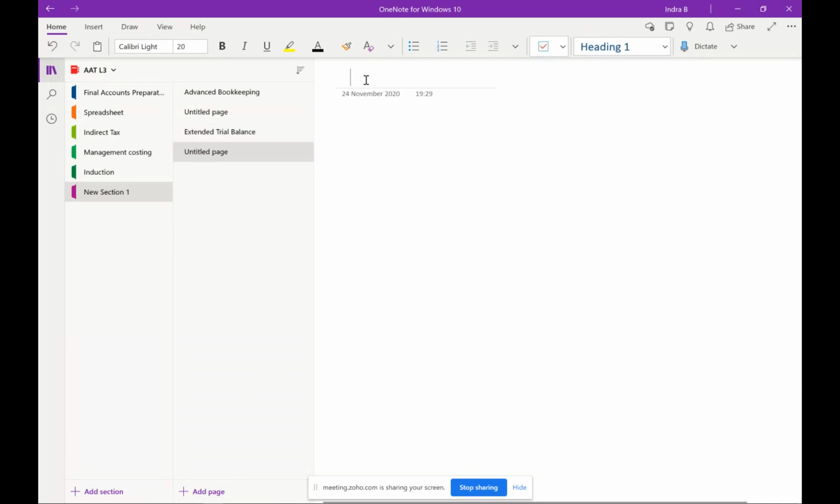So we are doing accrual and prepayment. So here is 1st January 2011 to 31st December 2011. This is our year. Okay, yeah.